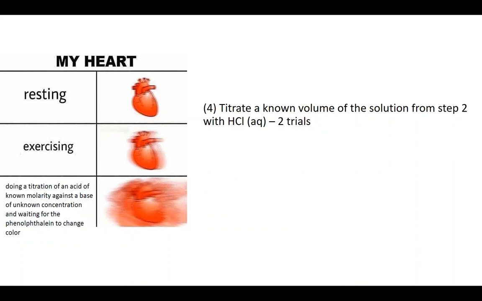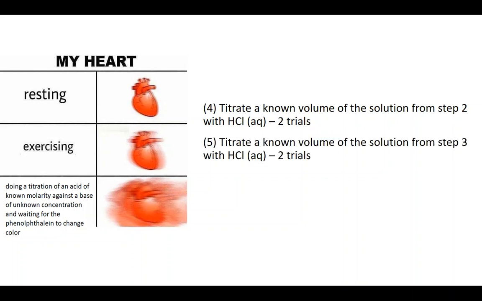Since calcium hydroxide contains hydroxide ions, it's a base. In fact, it's a strong base. It just doesn't have very high solubility. And so that will react with hydrochloric acid, a strong acid, in an acid-base neutralization reaction. And you'd do that twice, so you have 2 trials worth of data. Then you'd do pretty much exactly the same thing, except with the solution that you boiled and then filtered while it was hot in step 3 there. So you'd have 2 more trials there.